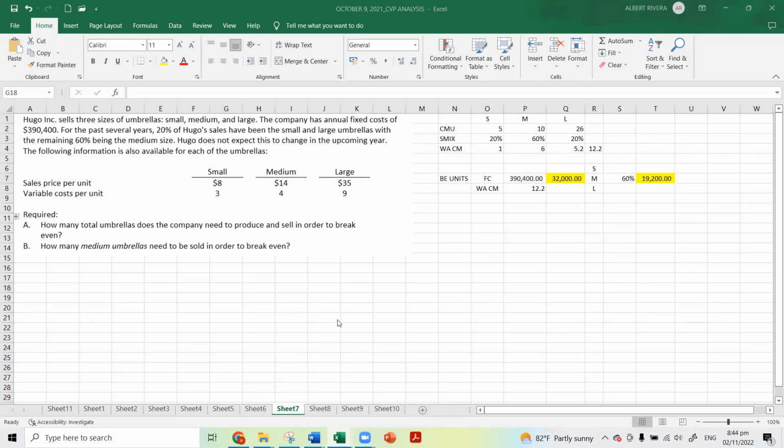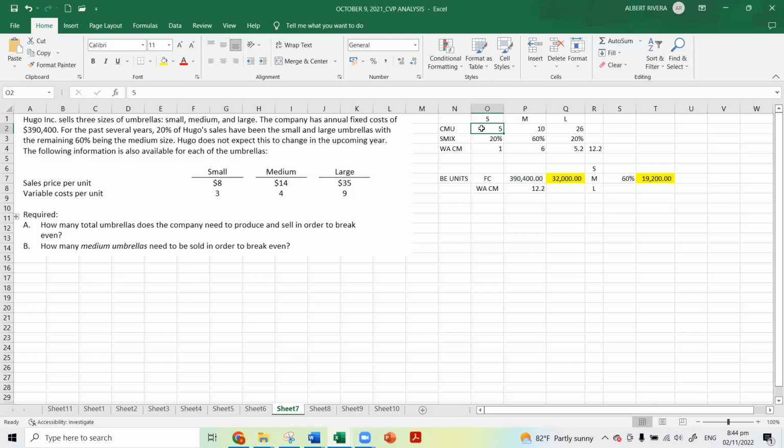My class, let's resume. No? So this is the problem, no? To compute for the number of umbrellas to be sold in order to break even. And the corresponding umbrellas to be sold under a medium size in order to break even.